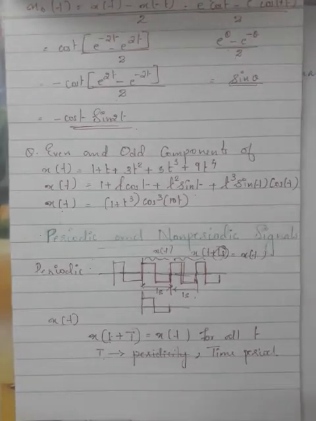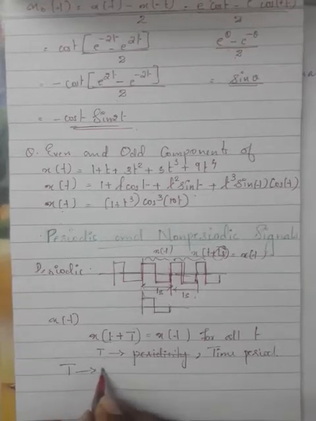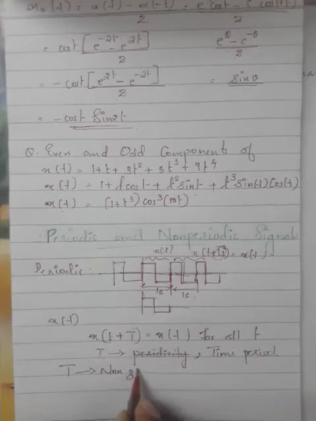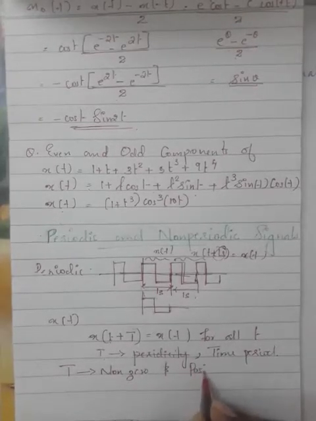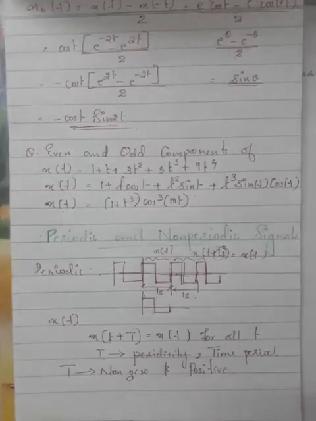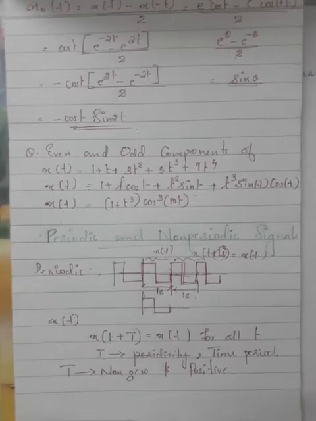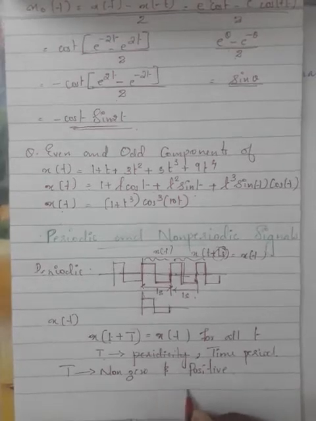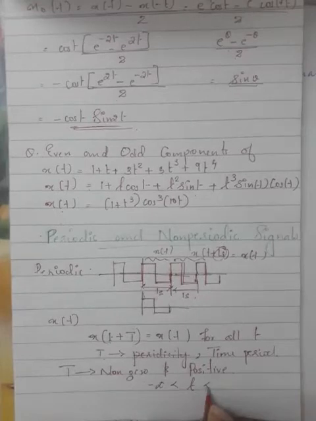as the time period, and this value of T should be non-zero and it should be positive. The time period T should be a non-zero, positive value for every value of t, where small t varies between minus infinity and infinity.